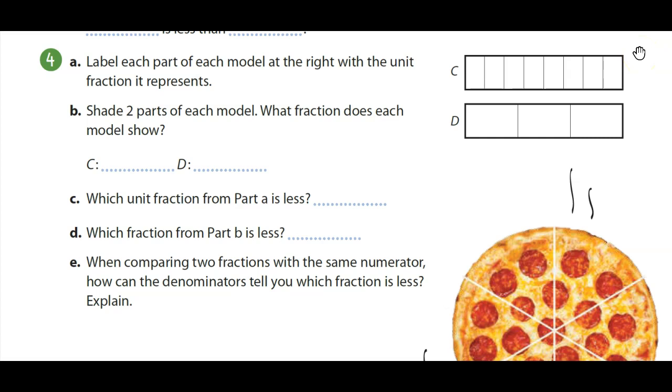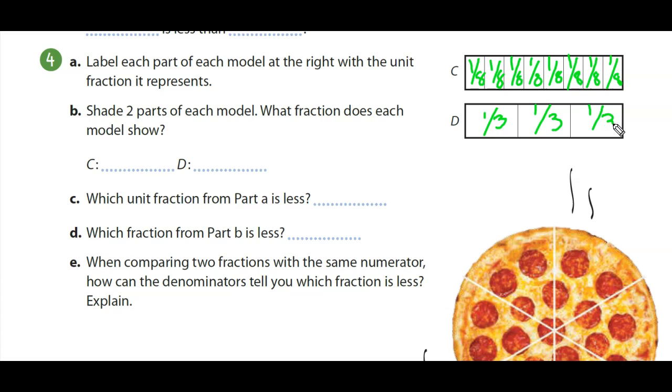Go and do number 4 by yourself. So 4A says label each part of each model at the right with the unit fraction that represents. So C, what's the unit fraction? 1/8. Louder. 1/8. So it's 1/8 for all of these. And the unit fraction for D? 1/3. Do you notice that the unit fraction for each one of these is the same?